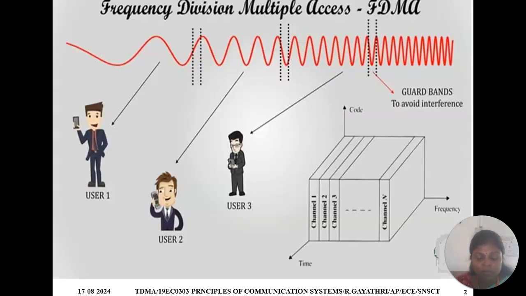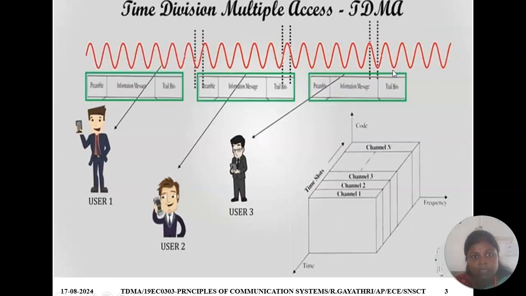Before dealing with the time division multi-access, first I am going to describe the frequency division multi-access and then TDMA. Now see the figure, we have three users. FDMA is nothing but the frequency changing for each user. User 1 has a low frequency, user 2 somewhat higher, and user 3 has the high frequency, and between the three users guard bands are used to avoid interference.